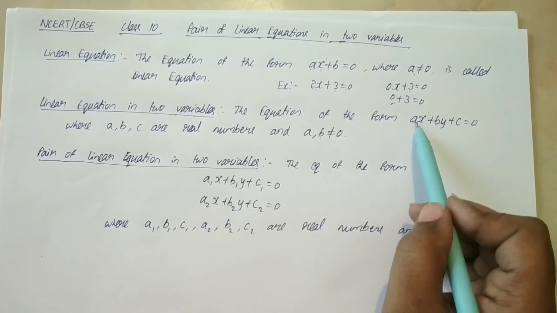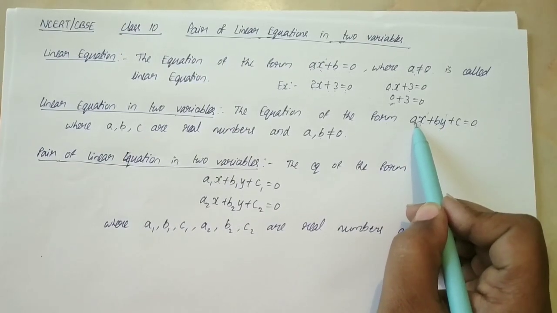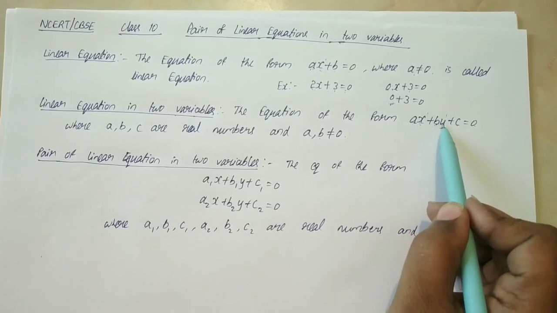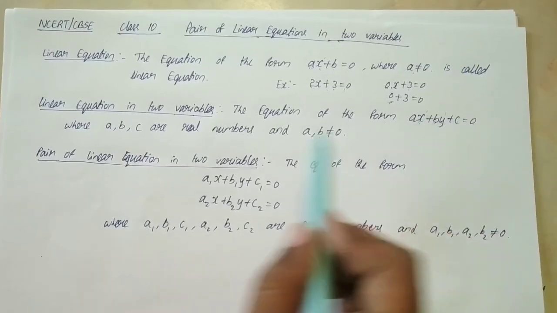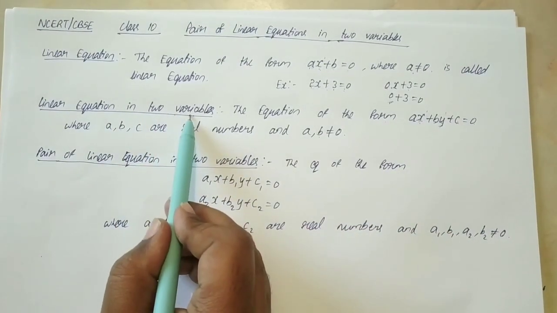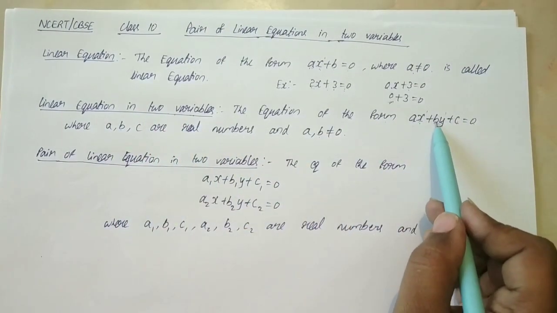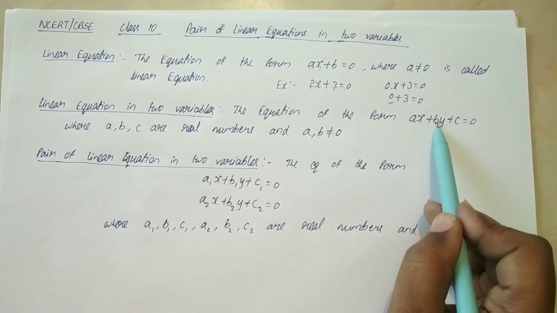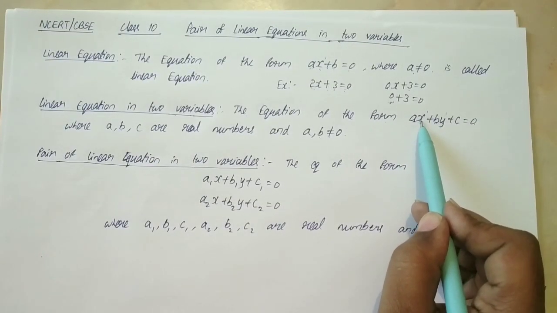What happens if a and b become 0? If a becomes 0, then a into x will become 0, right? Then we will be left with only by plus c is equal to 0. That means only one type of variable. Then we cannot say it is a linear equation in two variables, right? And in the same way, b must not be equal to 0. If b becomes 0, then 0 into y will become 0. Then we are left with only one type of variable, right?